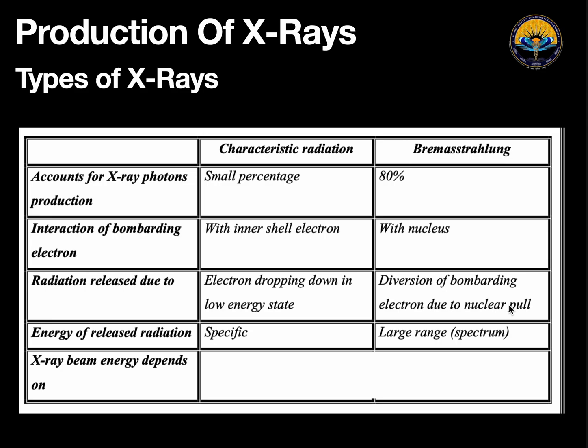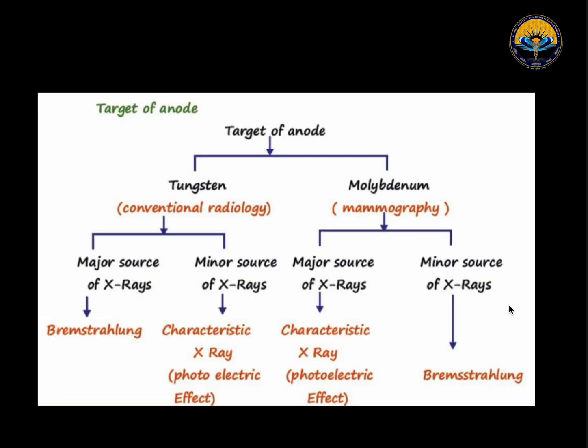And the X-ray beam depends on: in characteristic radiation, the X-ray beam depends on the target atom, whereas in Bremsstrahlung it depends on the tube voltage. If we increase the tube voltage, the kinetic energy will increase, and we will have more X-ray beam energies. In conventional radiography we normally use tungsten. The major source of X-rays in tungsten is Bremsstrahlung, whereas in mammography we use molybdenum, and the major source of X-rays in molybdenum is characteristic X-rays.